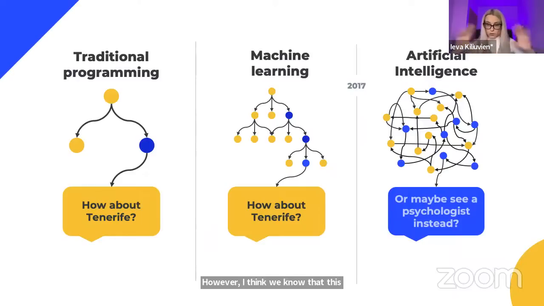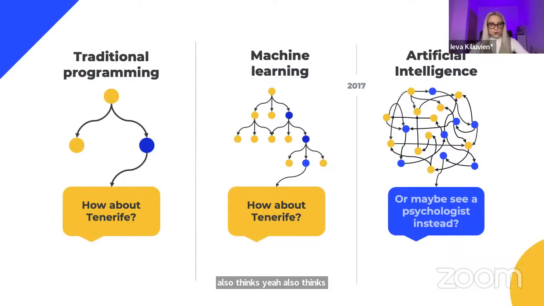So, to make a long story short, traditional programming is very precise and defined. Machine learning allows the computer to learn on its own, not always understanding how it learned. Artificial intelligence not only learns, yeah, but it also thinks, to reach a human-like level.